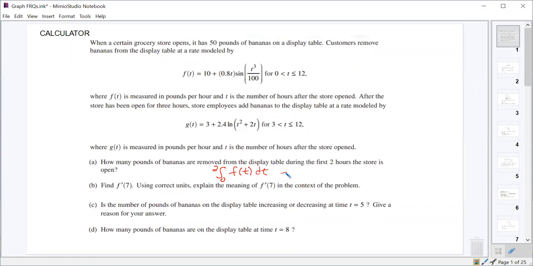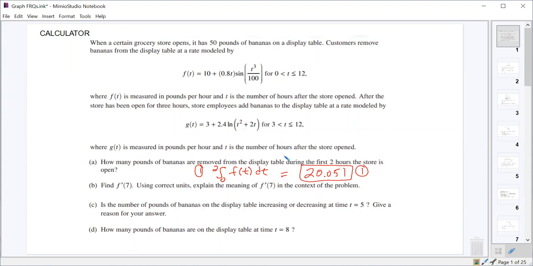your rate f of t at which the bananas are being removed from the table. I had pulled up the scoring guidelines so that I could tell you immediately. Looks like that's 20.051. That was a very easy 2 points, I hope. 1 point for the right setup, 1 point for the right number.